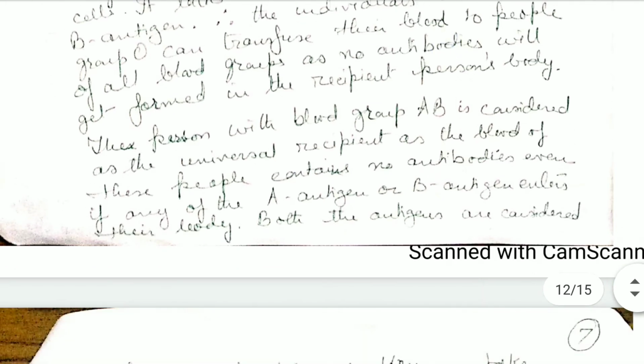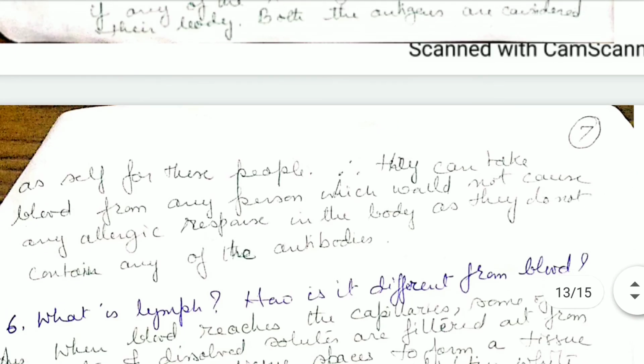Then a person with blood group AB is considered a universal recipient because the blood of this person has no antibodies, even though both antigens, A antigen and B antigen, are present on the RBC. Now both the antigens are considered as self for these people. Therefore, they can take blood from any person of any group like A, B, AB or O. They can take from any one of them.